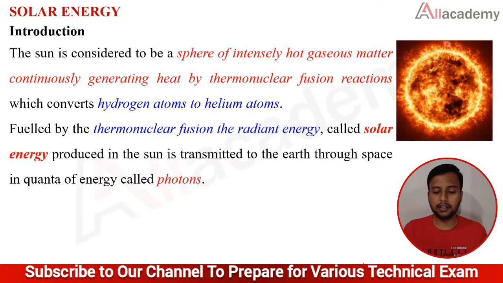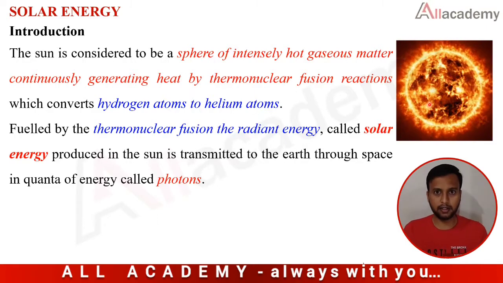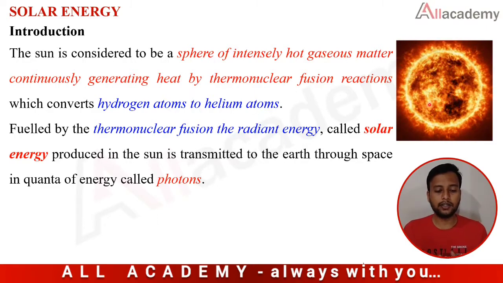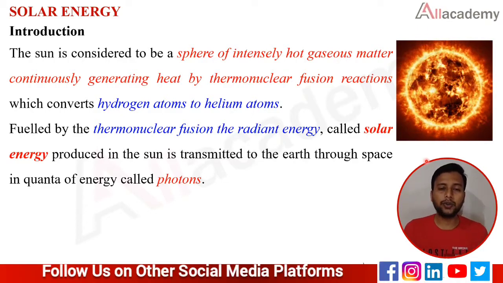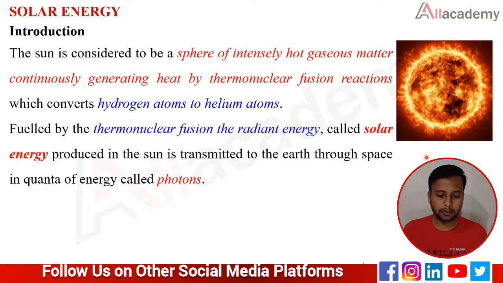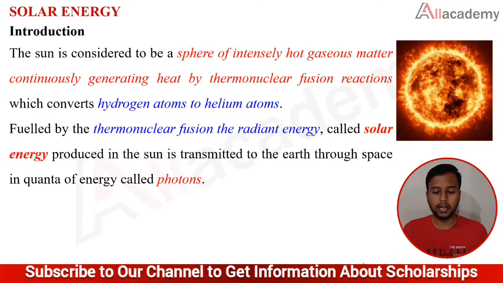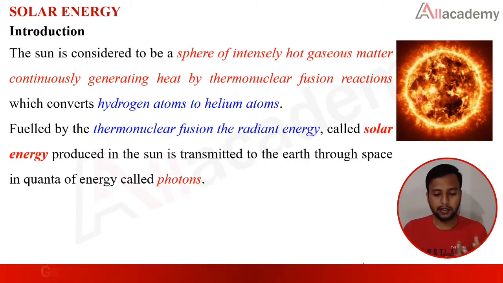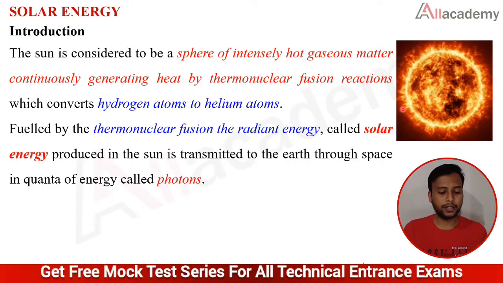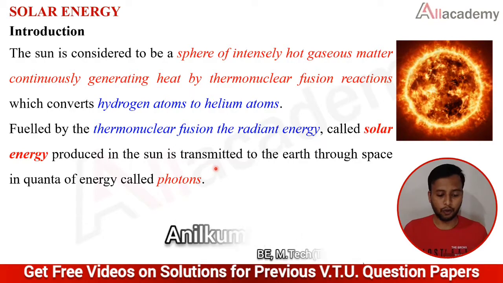Here you can see this in the figure. The thermonuclear reaction is continuously taking place on the sun's surface, and during that conversion the hydrogen atoms are converted into helium atoms, and some energy is emitted. That energy you are seeing in this outside ring, the hot gases coming out, is solar energy. And this high temperature radiation is coming in the form of quanta of energy called photons.